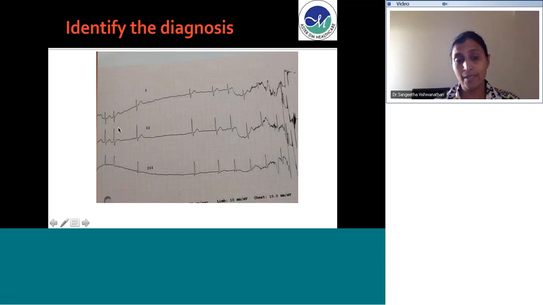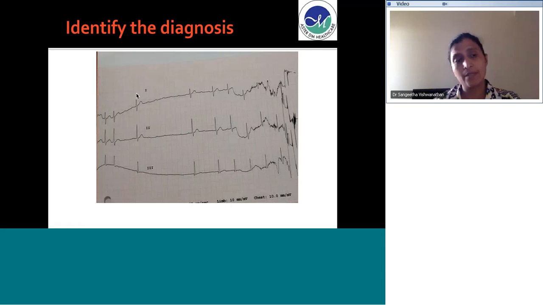His heart rate is quite high. It's about 200 per minute on his ECG. And then you get this tracing. What has been done here?